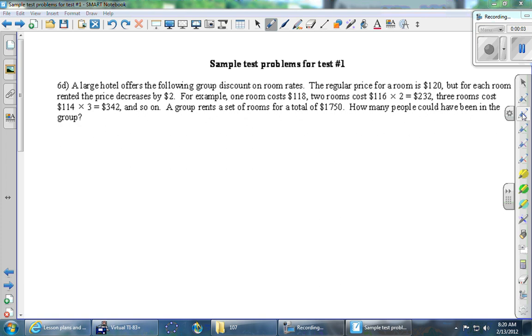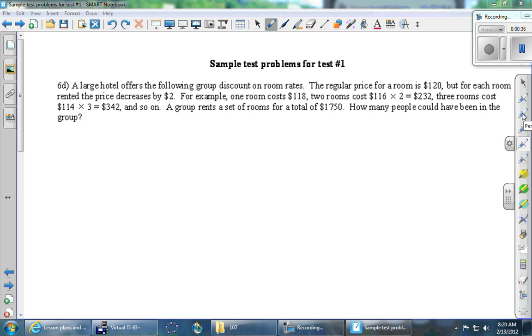This is problem 6D on the sample test problems for test number 1. A large hotel offers the following group discount on room rates. The regular price for a room is $120, but for each room rented, the price decreases by $2. For example, one room costs $118, 2 rooms cost $116 times 2, which is $232. 3 rooms cost $114 times 3 equals $342, and so on. A group rents a set of rooms for a total of $1,750. How many people could have been in the group?